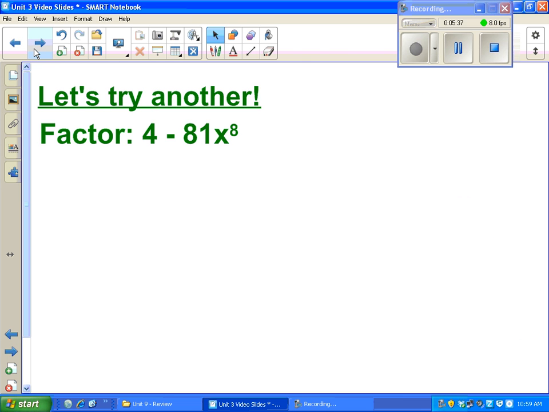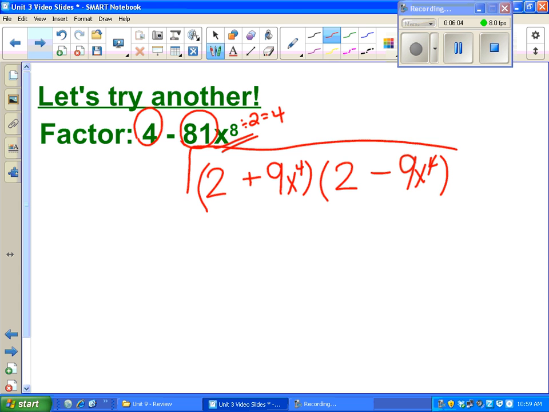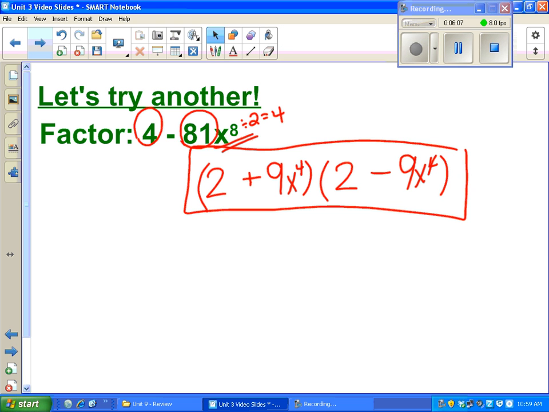All right, so let's do another one. This is one that commonly tricks people. If the whole number is in the front, when you do your factoring, you also have to put the whole number in the front of the parentheses. So what times itself gives you 4? 2 and 2. Now here, I know it's going to be a plus and a minus. 81, I know that is 9 and 9, but don't forget about the x to the 8th. So what's half of 8? That would be 4. So I'm going to have 9x to the 4th and 9x to the 4th. So I have 2 plus 9x to the 4th times 2 minus 9x to the 4th. Those are the factors of 4 minus 81x to the 8th.